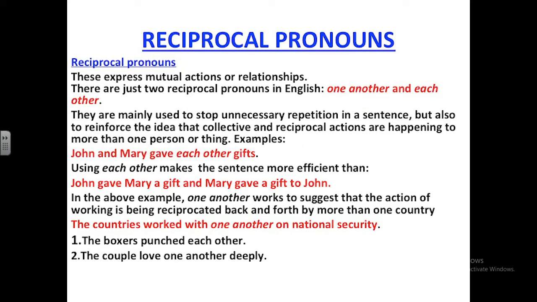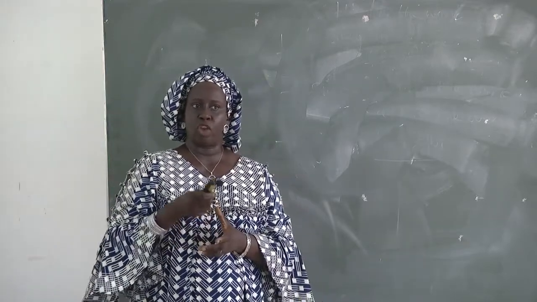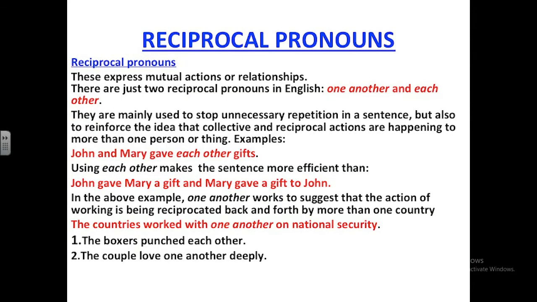Then we come to the next one, which is reciprocal pronouns. These express mutual actions or relationships between people. Okay? There are just two. Only two reciprocal pronouns in English: one another and each other. They are mainly used to stop unnecessary repetition in a sentence or in a speech. But they also reinforce the idea that the action is happening to more than one person or thing.